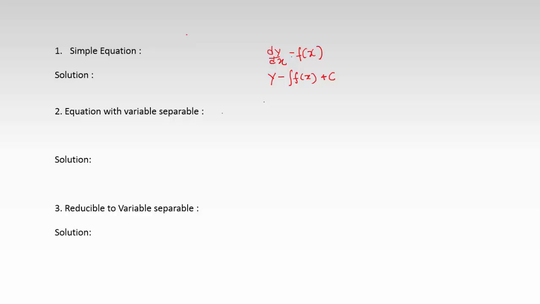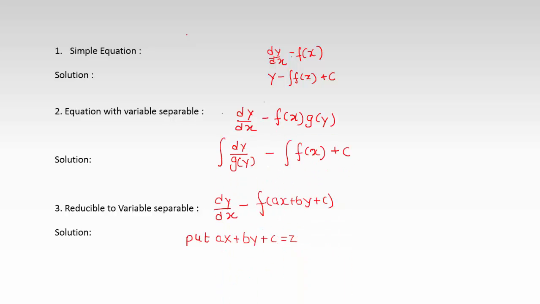Then we have variable separable. It is a very interesting one. We just separate the variables and then we integrate to find the result. Then we have reducible to variable separable. We make some assumption like ax plus by plus c equals z to make it a variable separable.